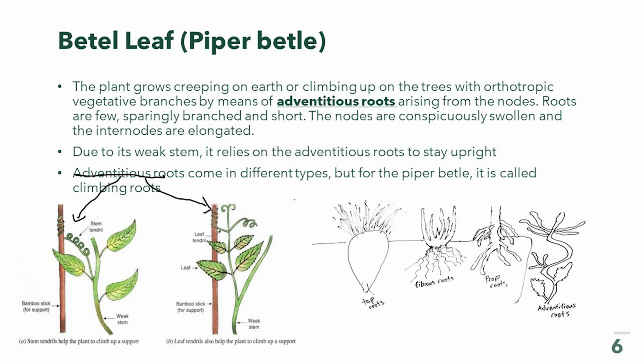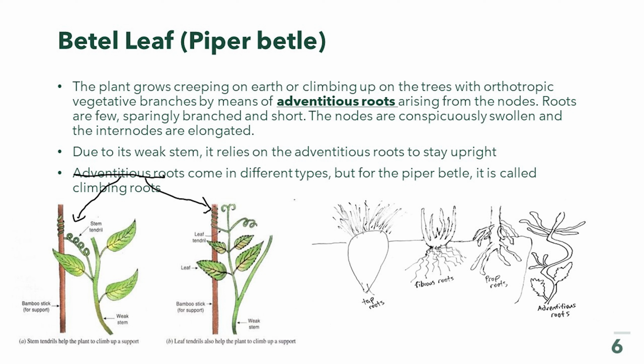The plant has special roots called adventitious roots, which arise from the nodes. These roots are fused, sparingly branched and short. The nodes are conspicuously swollen, and the internodes are elongated. Its adventitious roots are called climbing roots, which it uses due to its weak stem, and it relies on them to stay upright by clinging onto supports provided by humans.